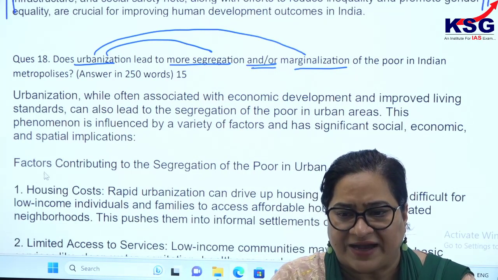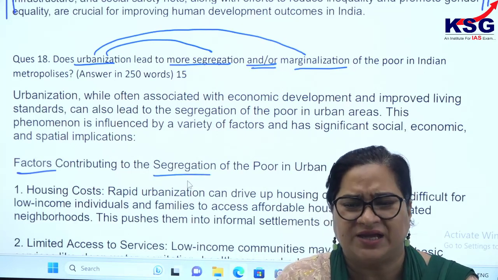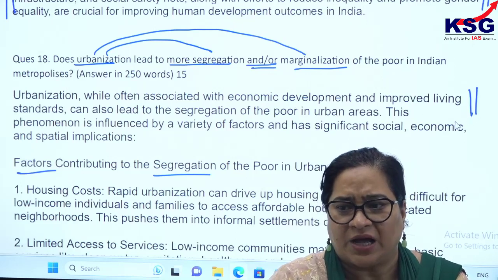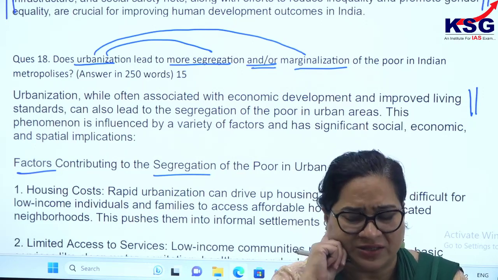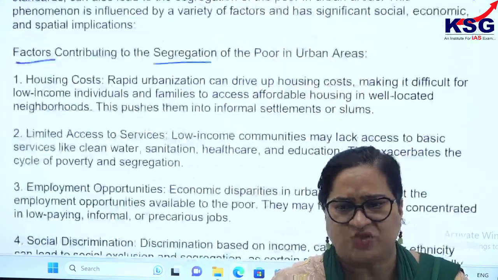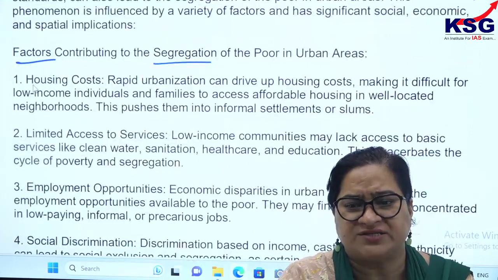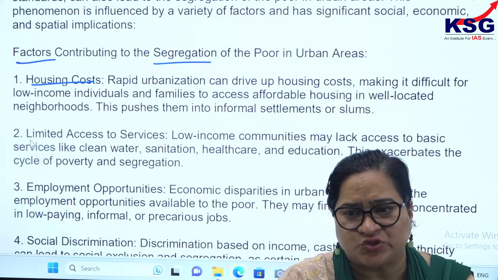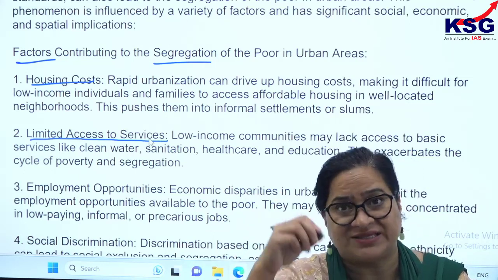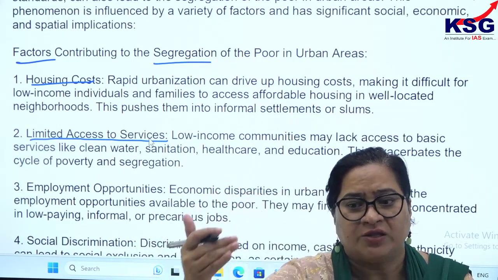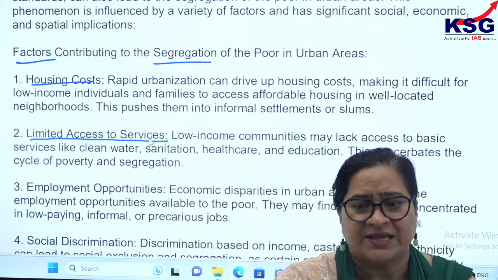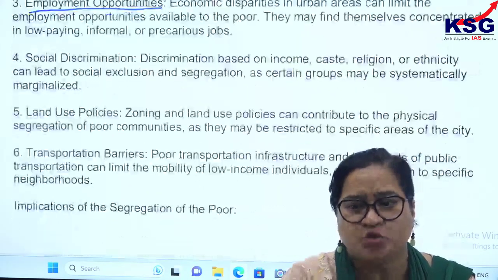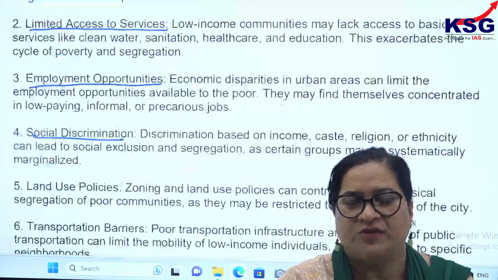Okay, so factors that have contributed to segregation, and how that segregation is taking place. First a basic understanding of what urbanization is, and how various factors have led to urbanization which leads to segregation. We can consider segregation where housing cost is expensive, so not every community is able to afford good quality housing. Similarly, limited access to services can be associated with this segregation, dividing communities in terms of the quality of education, healthcare, sanitation facilities, and employment opportunities provided. Social discrimination can also lead to segregation.